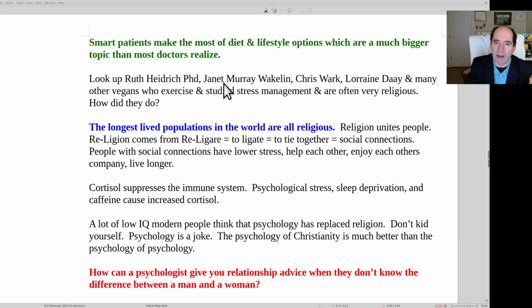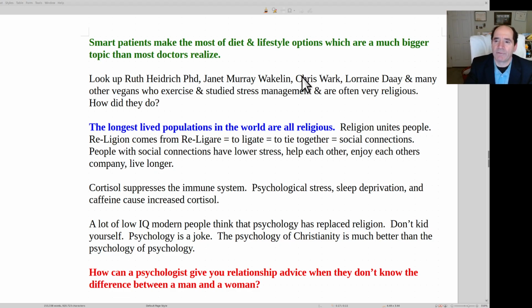Ruth Heidrich runs triathlons. Janet Murray Wakelin, she's a lady who wrote the book Raw Cures Cancer, and she ran a marathon every day for a year all around Australia. Ruth Heidrich, she's great. I have an interview with her on this YouTube channel if you want to watch that. She's real famous for living over 40 years with metastatic breast cancer. She's still alive. She's super nice. Really bright lady too. Let's see. And this lady right here, she's a brilliant lady, and she did a lot of good things.